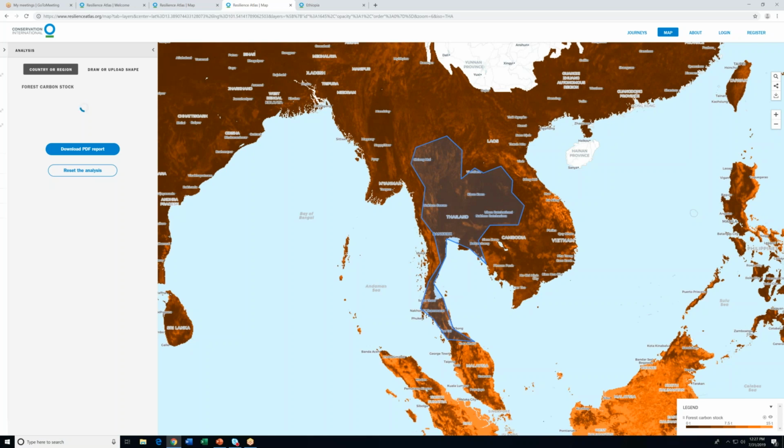But the summary statistics are just the mean, max, sum, and standard deviation of, in this case, carbon, or whatever layer you're interested in analyzing, for this country boundary. Once that's done calculating, which is usually much quicker than this, you can download the results for your own purposes.